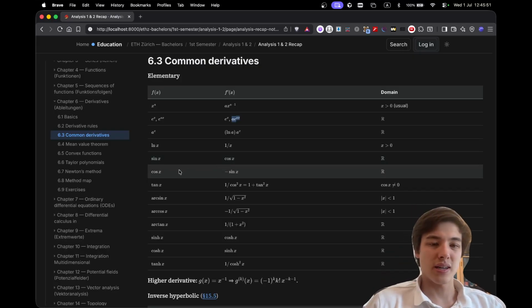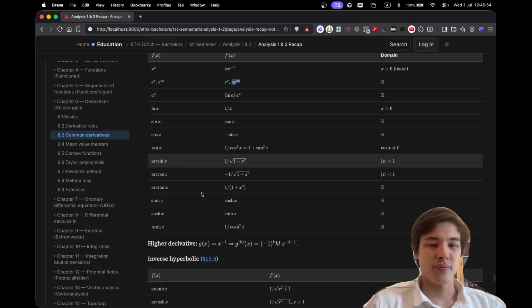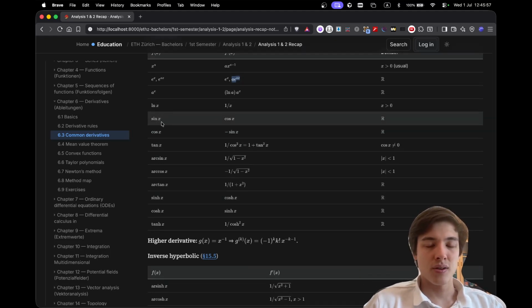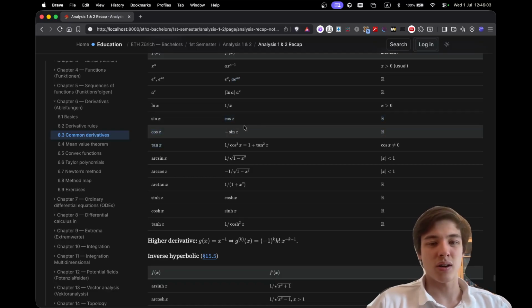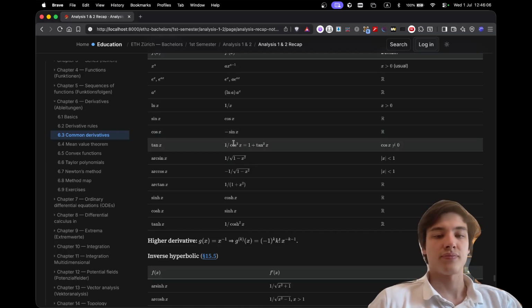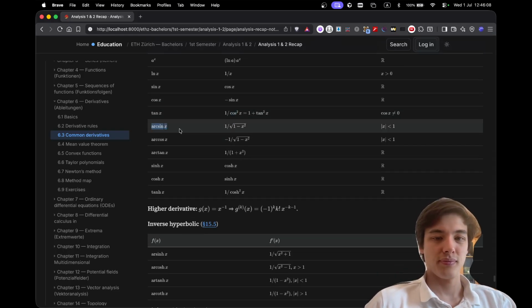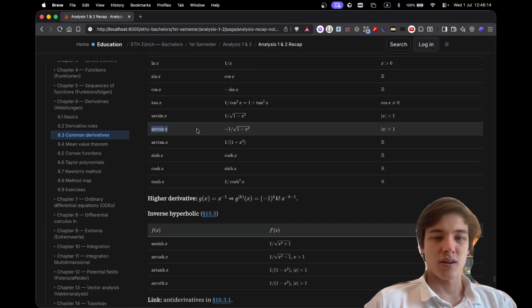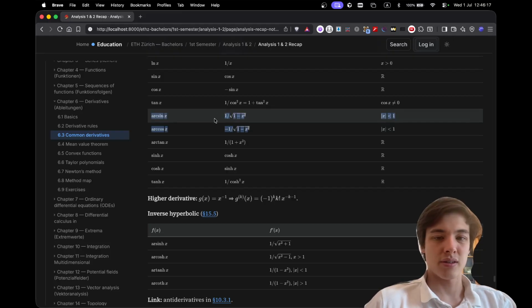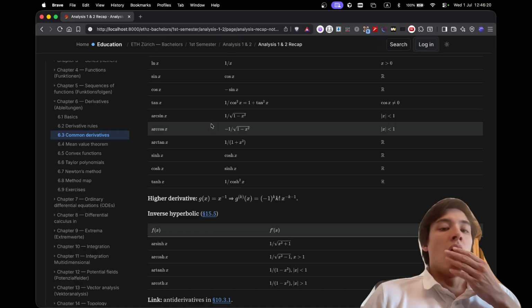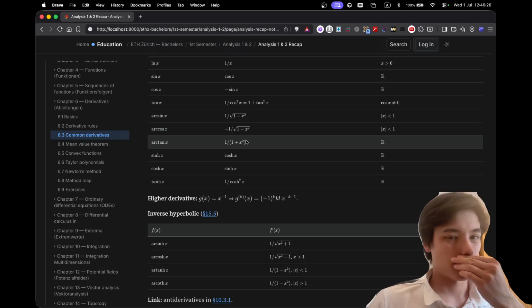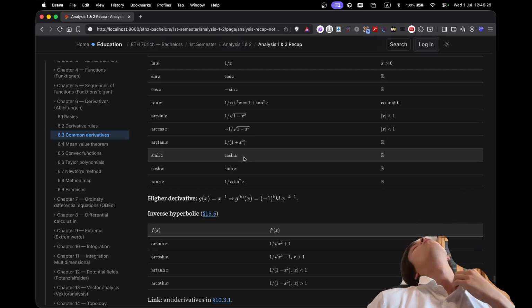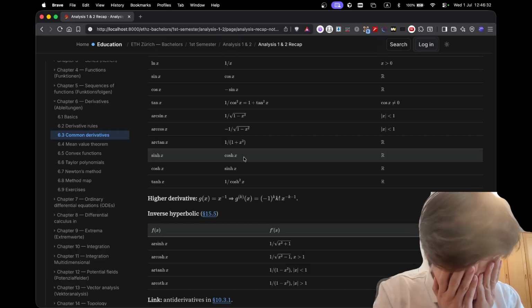The derivative of sine is cosine, and of cosine is minus sine. The tangent, we can derive it from the sine divided by cosine, taking that derivative with the product or quotient rule. Arcsine, good to know. Arccosine, you see this kind of stuff. You see 1 over square root of 1 minus x squared. Arctangent, 1 over 1 plus x squared.